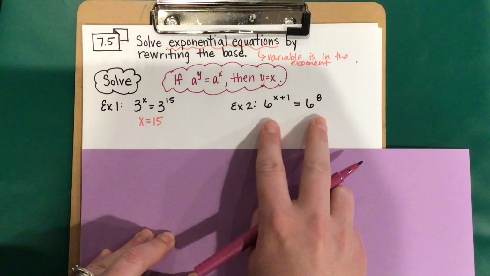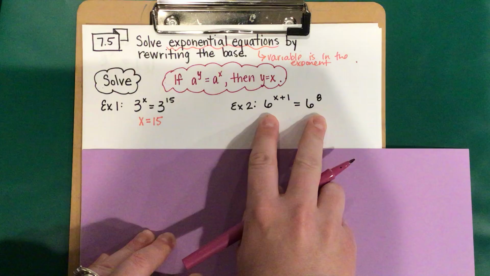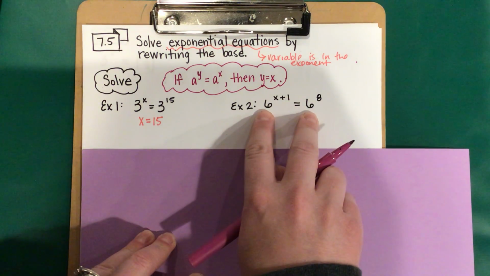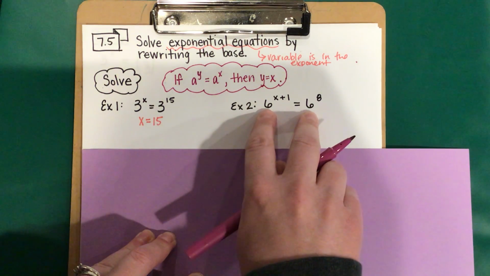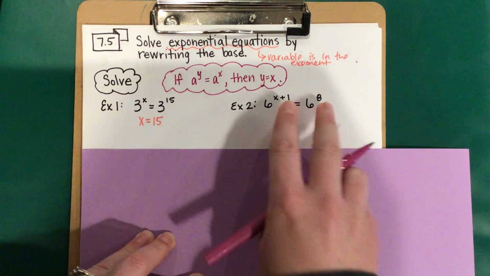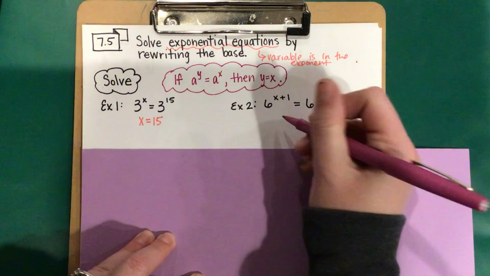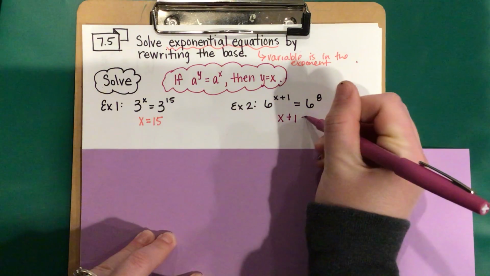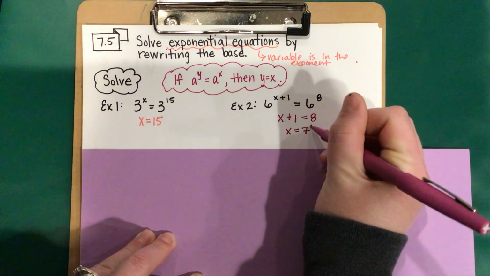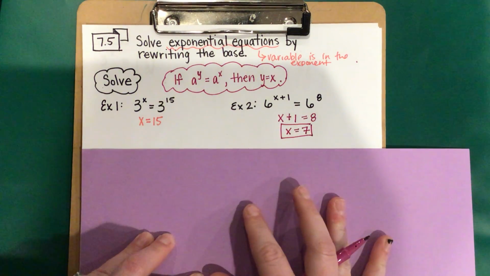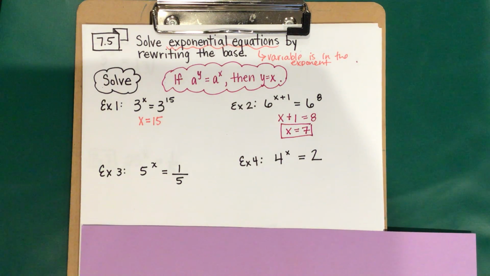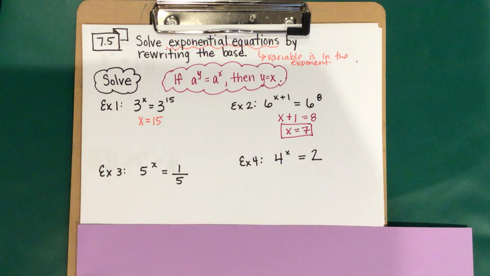Now, when we take a look at this problem, right now I have the same base, and I only have one base on the left and one base on the right, so therefore my exponents must be equal. So x plus 1 equals 8, so x is going to equal 7. Now, as we move along here, we're going to have to start to do a little bit more work.